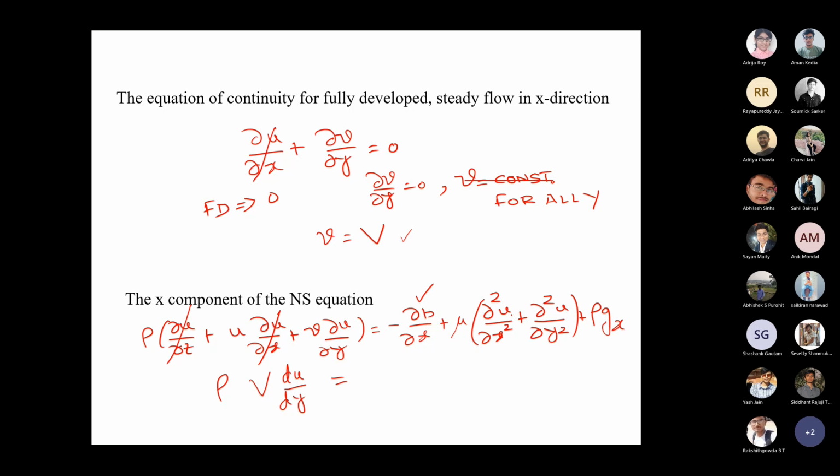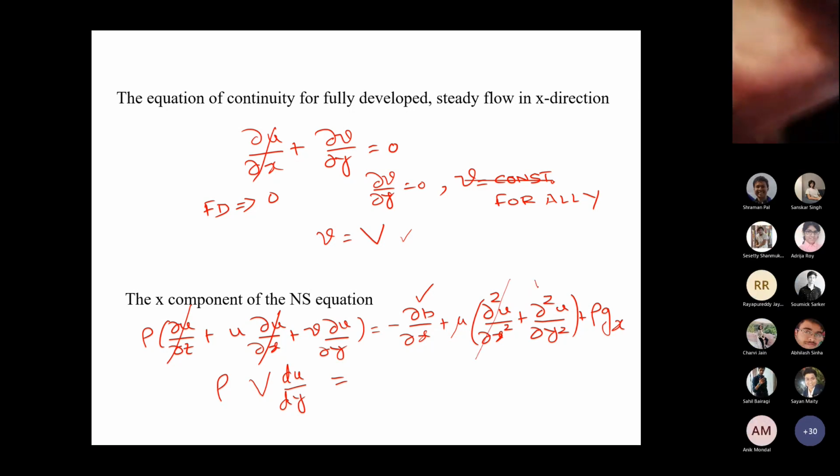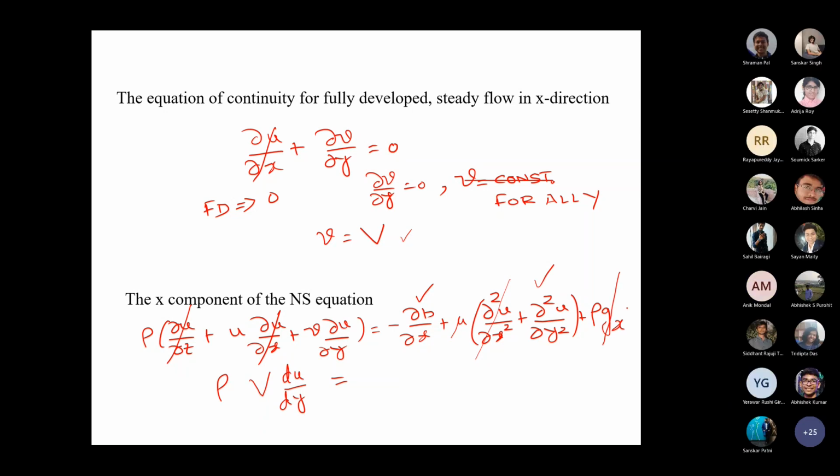How about del square u by del y square, del x square? This is going to be 0 since u is not a function of x. This will remain and gx is going to be equal to 0. So what I have over here is mu times d2u by dy square, and let's call it minus a, where minus a is simply del P del X. That's the constant pressure gradient which is being applied on the system.